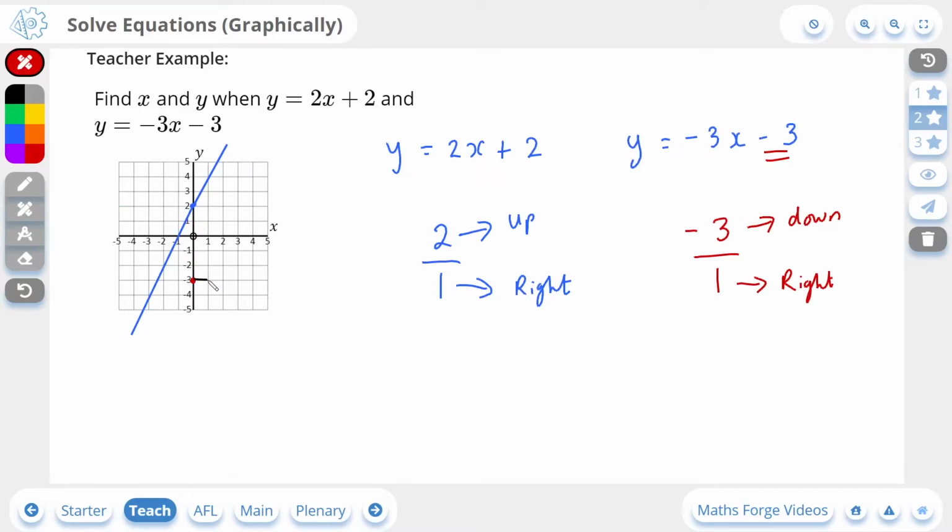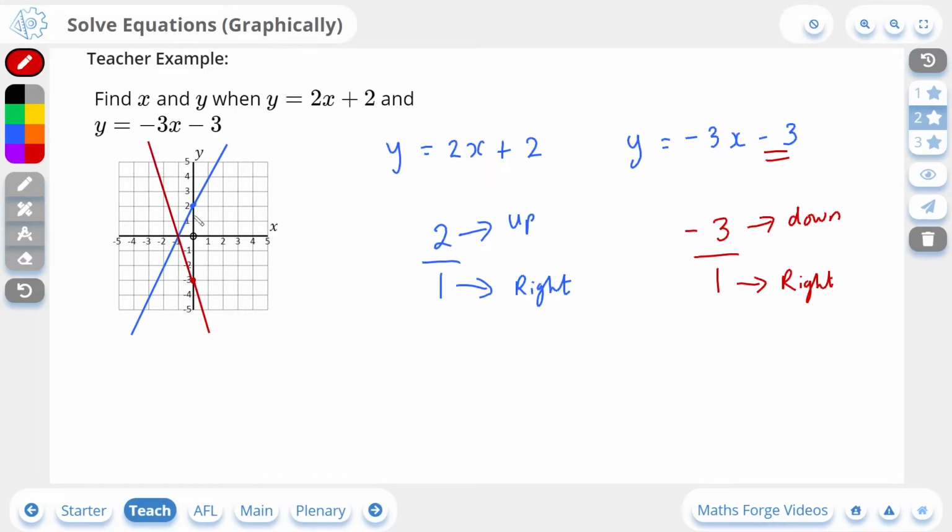So it's 1 to the right and 3 down. 1, 2, 3. So about here. Or 1 to the left and 1, 2, 3 up. So about here.